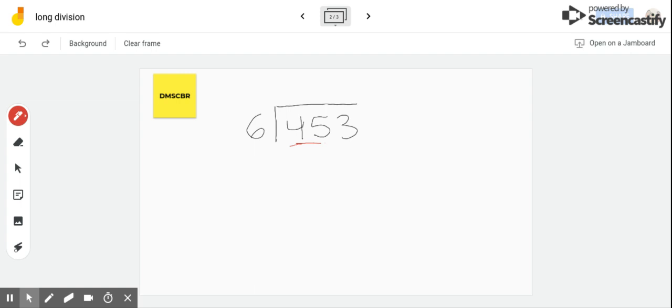So again, we're going to divide. How many times can 6 go into 45 without going over? So you have to know those basic facts, my friends. I know that 6 times 6 is 36. 6 times 7 is 42. That's as close as I'm going to get.